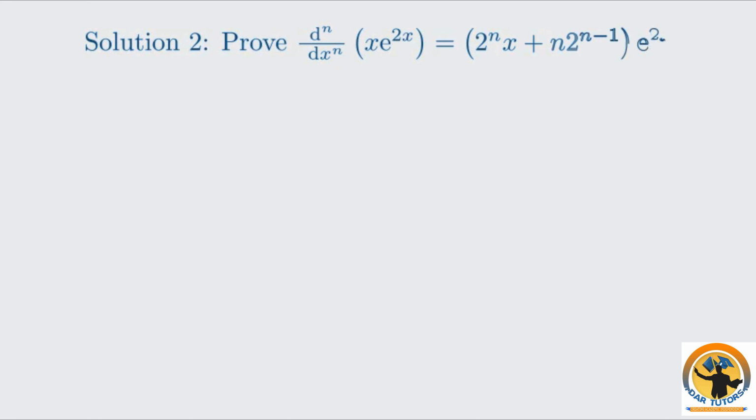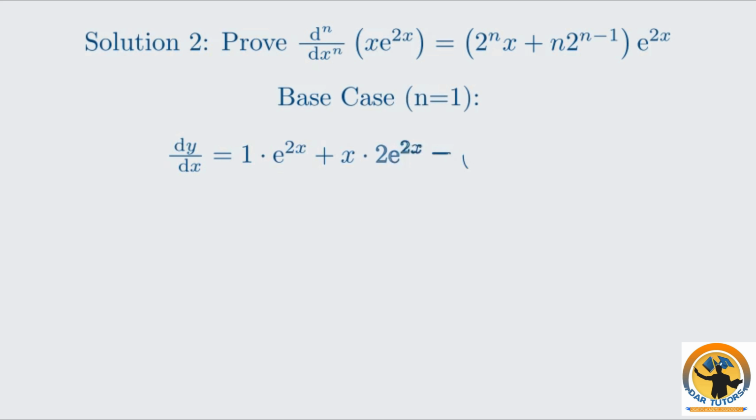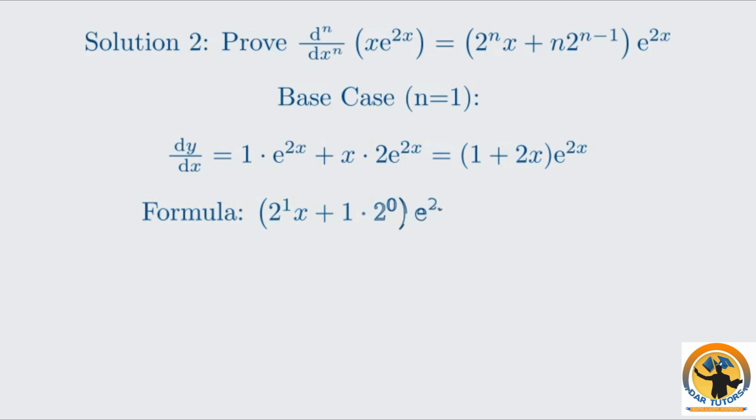Solution to question 2. We need to prove that the nth derivative of x e^(2x) is (2^n x + n 2^(n−1)) times e^(2x). Base case, n = 1. The first derivative is (2x+1) e^(2x). The formula gives (2^1 x + 1 times 2^0) times e^(2x), which simplifies to (2x+1) e^(2x). The base case is true.